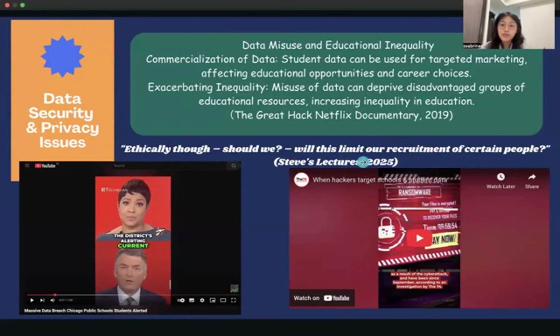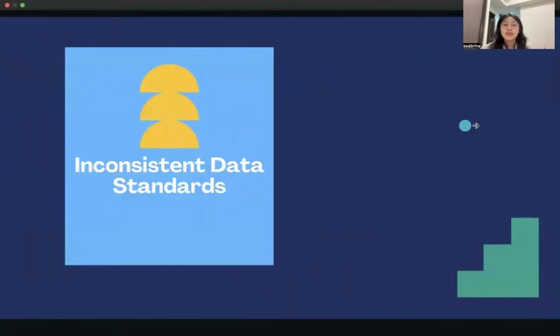The Great Hat Netflix document says that if the data falls into the wrong hands, it can exacerbate educational inequity. The second challenge is inconsistent standards.